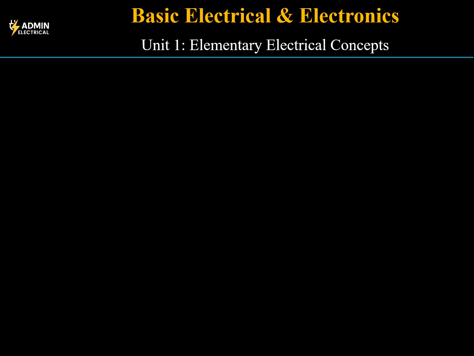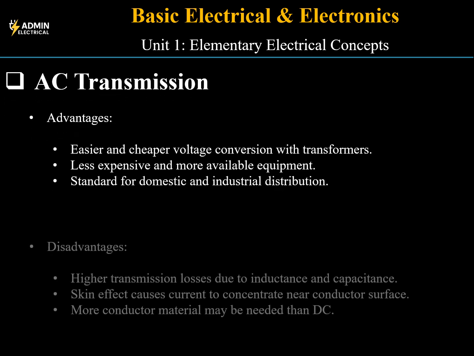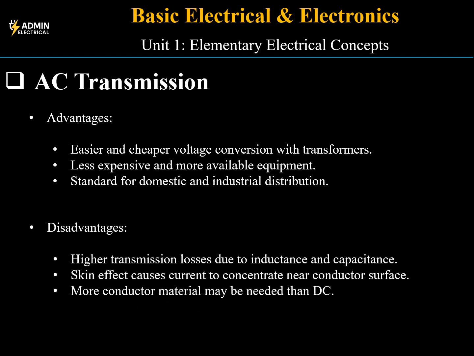Now let's look at its pros and cons. Advantages: easy and cheap voltage conversion with transformers. Equipment like switches, breakers, and lines are more affordable and widely available. AC is the standard for domestic and industrial power supply. Disadvantages: higher transmission losses due to inductance and capacitance. Skin effect, where current flows more on the outer surface of the wire. More conductor material may be required than DC.